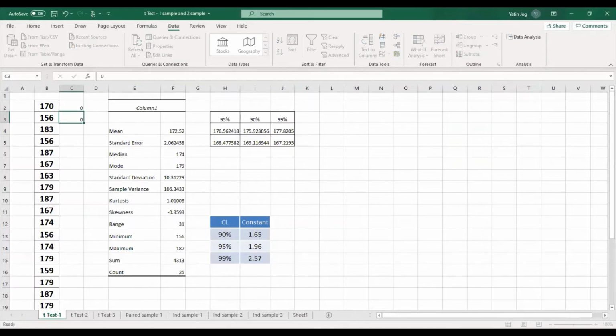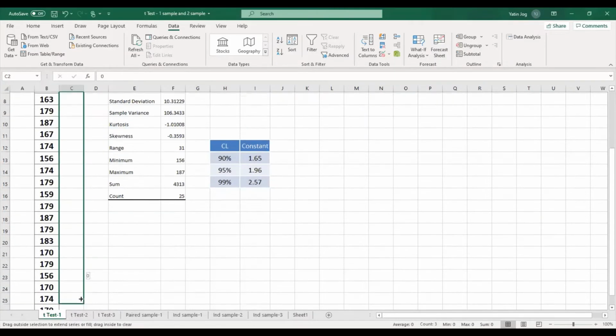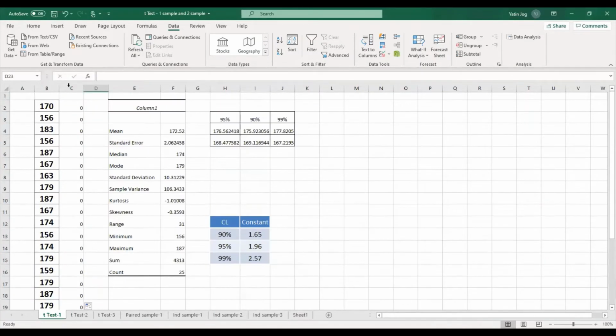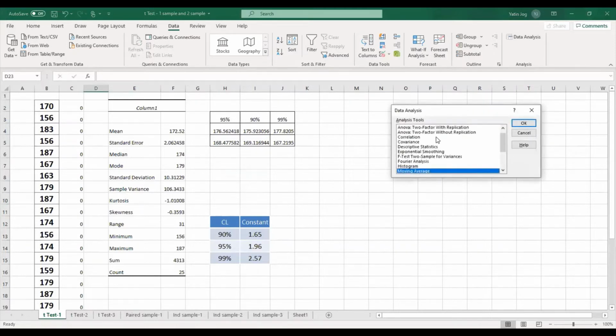We will consider the second variable as 0. So just put 0 in all the cells in the second column. I'll consider my second variable as 0, and then I'll go for data analysis. I'll go for t-test: paired two sample for means. I'll click on OK.